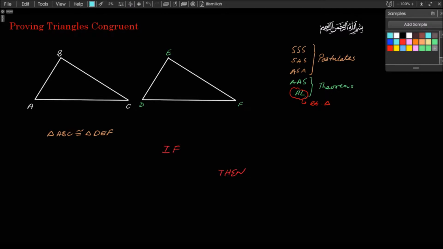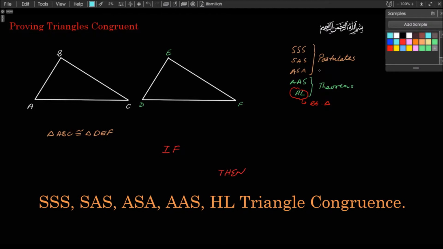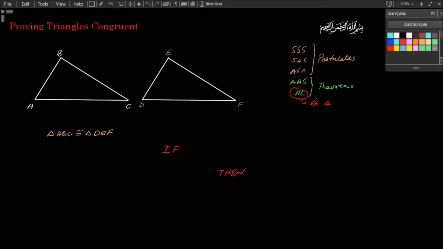As you can see, it can get a little tedious to say the whole thing, so most of the time you use these abbreviations and say side, side, side; side, angle, side; angle, side, angle; angle, angle, side; hypotenuse, leg. Now, we're going to think of these as conditional statements, and it's very important. Conditional statements help us organize our thoughts, and we should think of these in that pattern.